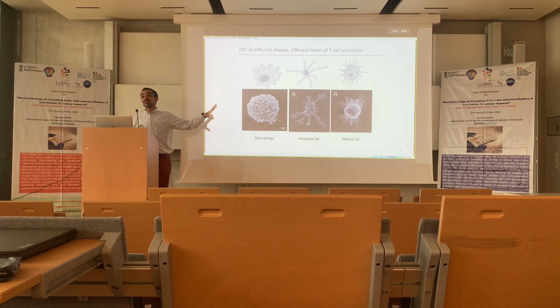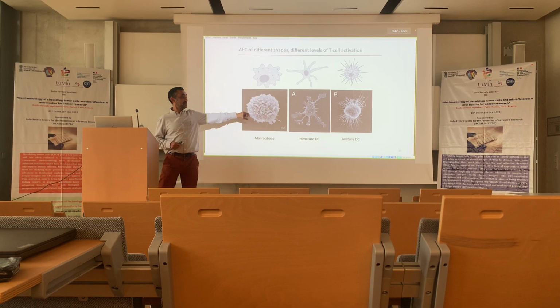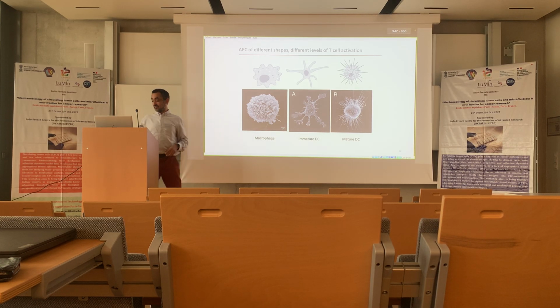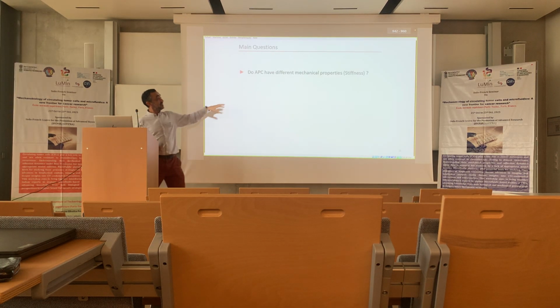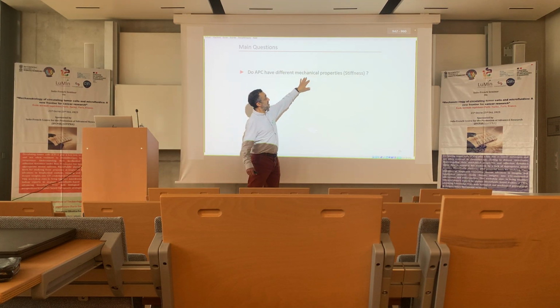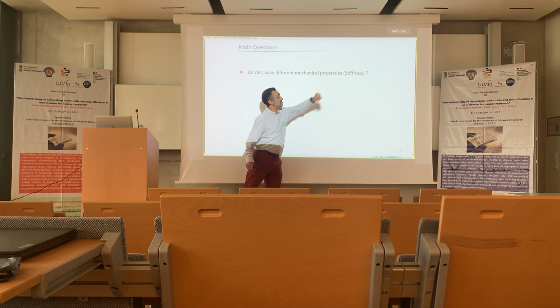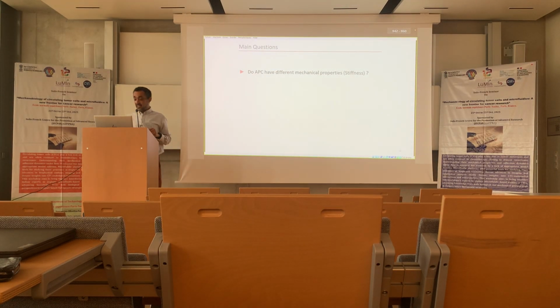At that time, the question from biologists was: maybe these different shapes tell us that there are different mechanics. Could these mechanics be important? So different APC cells may have different properties, and then, if that's true, could that modulate T cell activation? So first of all, you have to measure.